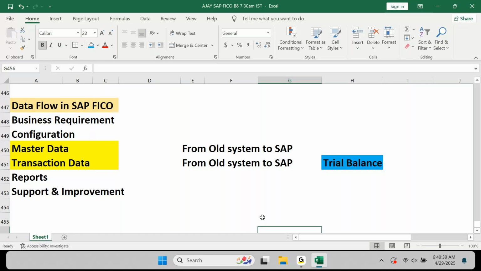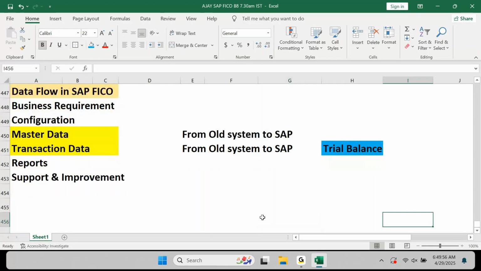Now, if you say, I am a FICO consultant, I have X years of experience, I am part of one implementation project, I am part of two implementation projects, I know how SAP works. If I say I do not know trial balance, valid or invalid statement? Invalid statement. If I say I do not know trial balance, nobody will believe you because without trial balance, no SAP FICO project will complete.